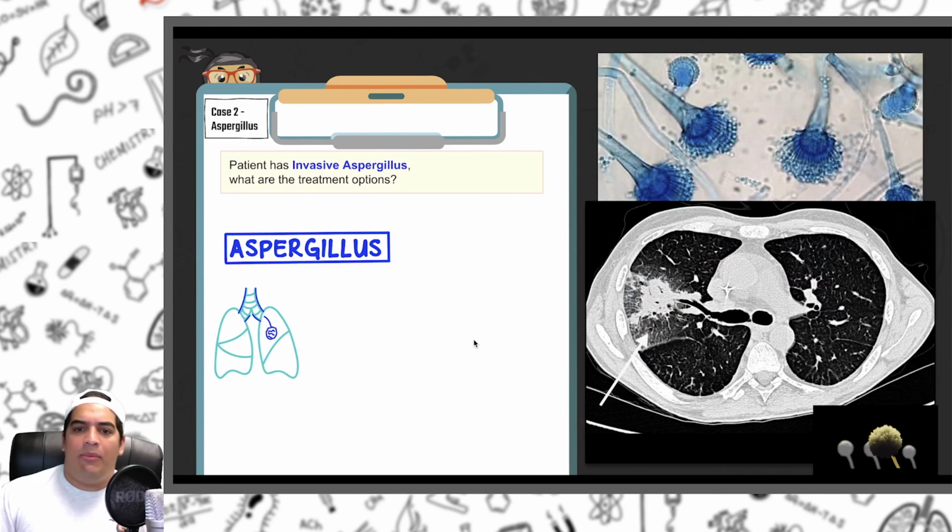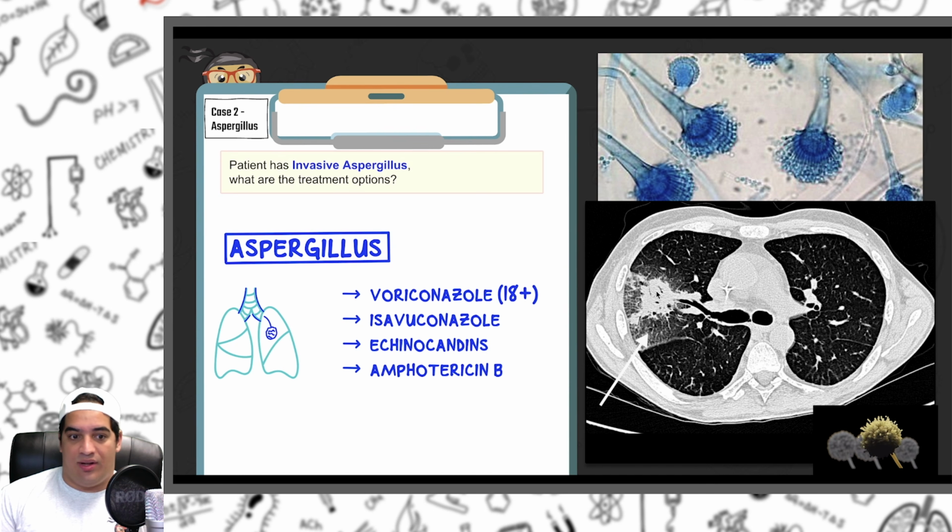All right, you have a patient who has invasive aspergillus. So aspergillus is a nasty thing that can cause allergic bronchopulmonary aspergillosis. Then it can cause a pneumonia, like a nodular kind of pneumonia. It can cause aspergillomas, these fungal balls that can appear. And it can really cause cavitations and can even spread throughout the body. What would be the particular treatment options for this? What's always the first line? Voriconazole. Yep. Then isavuconazole, echinocandins, and amphotericin B is another option.